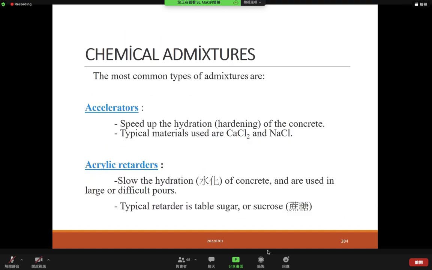Here are some common types of admixture used in concrete. Accelerator: it will speed up the hydration of the concrete. Typical examples used are calcium chloride or sodium chloride. Retarders slow the hydration of the concrete and are used in large or difficult pours. For example, table sugar.